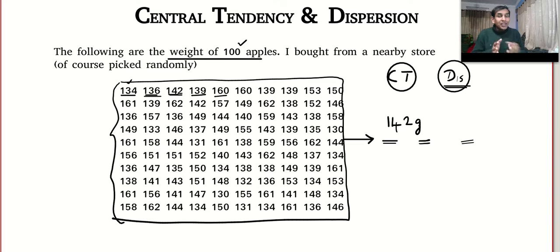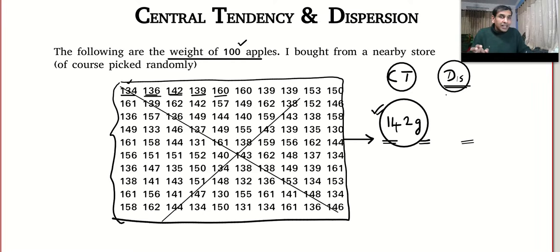Now look. Instead of looking at all these numbers, I can understand that on average, if I buy an apple from that particular person or that particular tree or variety, I should expect my apple to be somewhere nearby 142 gram. But that information is not complete.